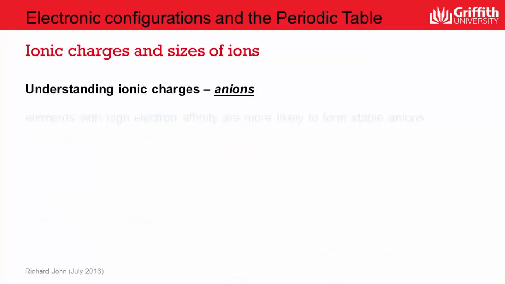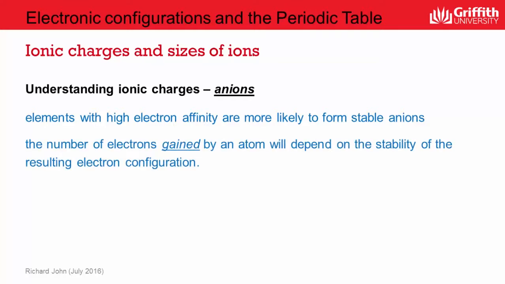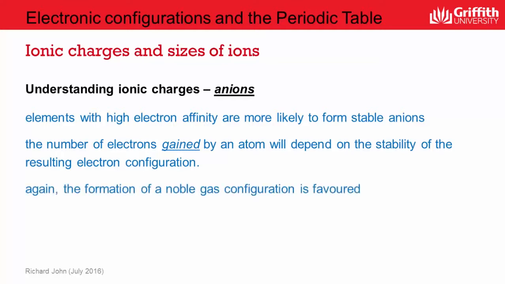Now for anions, elements with high electron affinity are more likely to form stable anions, and the number of electrons gained by an atom will again depend on the stability of the resulting electron configuration, and again the formation of a noble gas configuration is favoured.